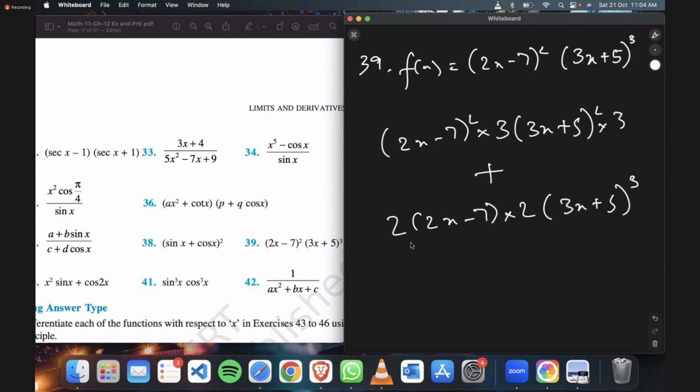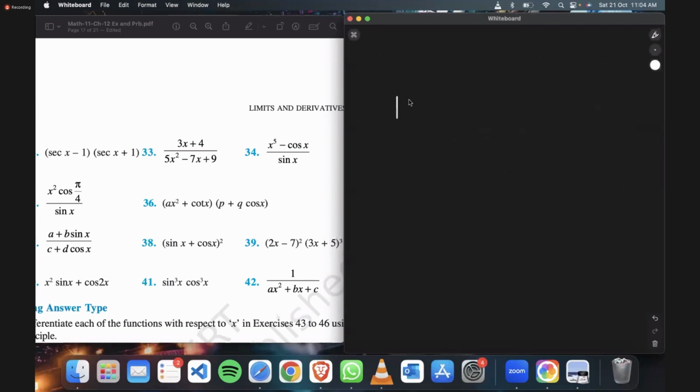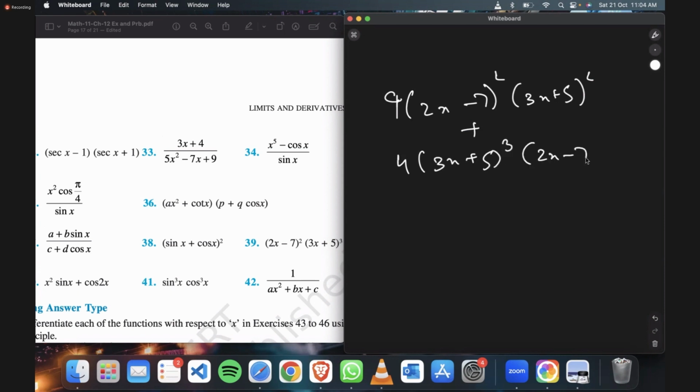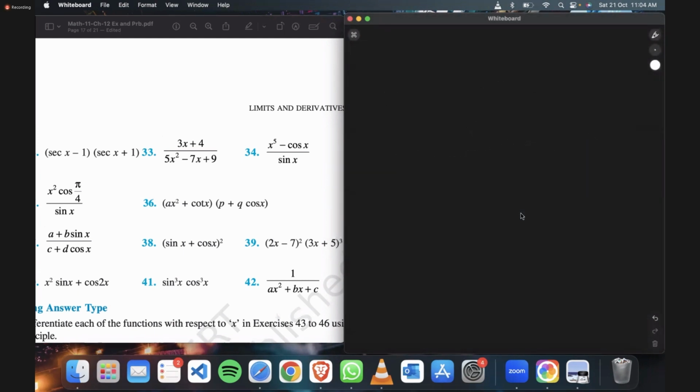On simplifying it, I'll be having what? Let me clear up this page first. I'll be left with 9 (2x minus 7) whole square, 3x plus 5 whole square plus 4 (3x plus 5) whole cube, 2x minus 7. Alright. Now, let's see what do we have next.